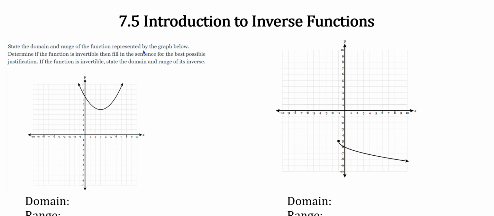Okay, state the domain and range of the function represented by the graph below. Determine if the function is invertible, then fill in the sentence with the best possible justification. If the function is invertible, state the domain and range of its inverse. So the domain here is going to be all real numbers, left to right. The range, somebody told me this, is ceiling to roof. We start at 5 and go off to infinity. We can include 5, so we need the square bracket to say we're including 5.